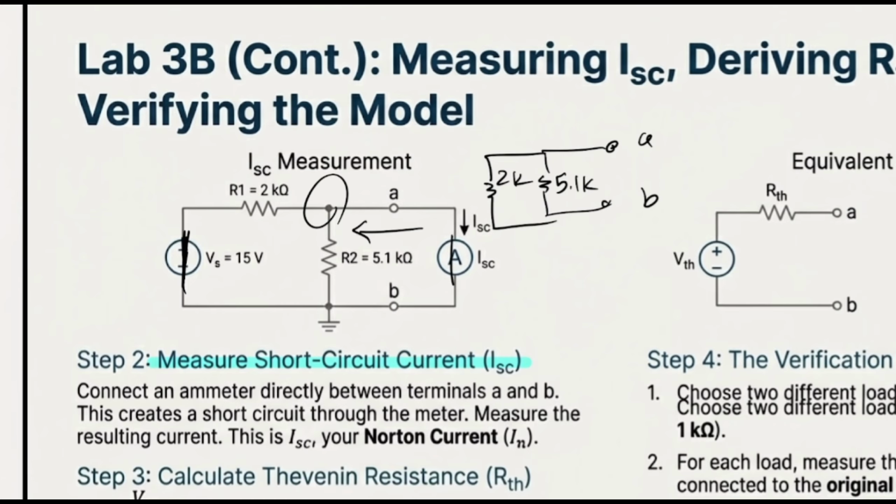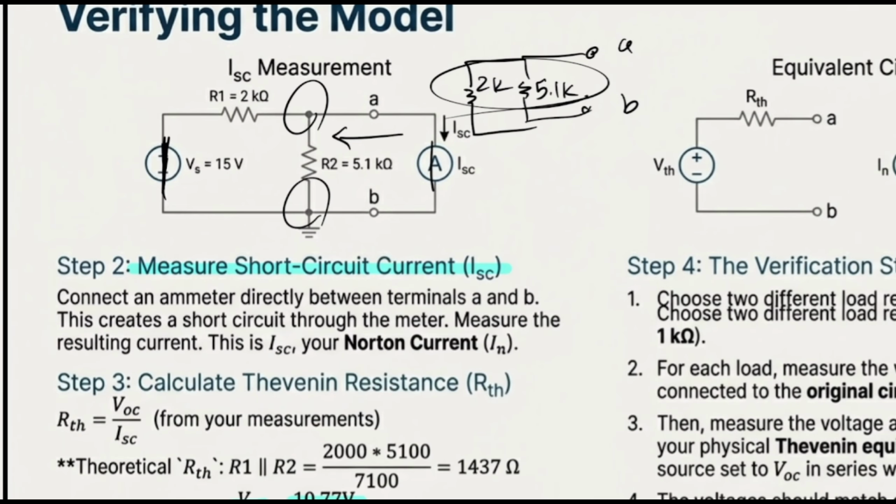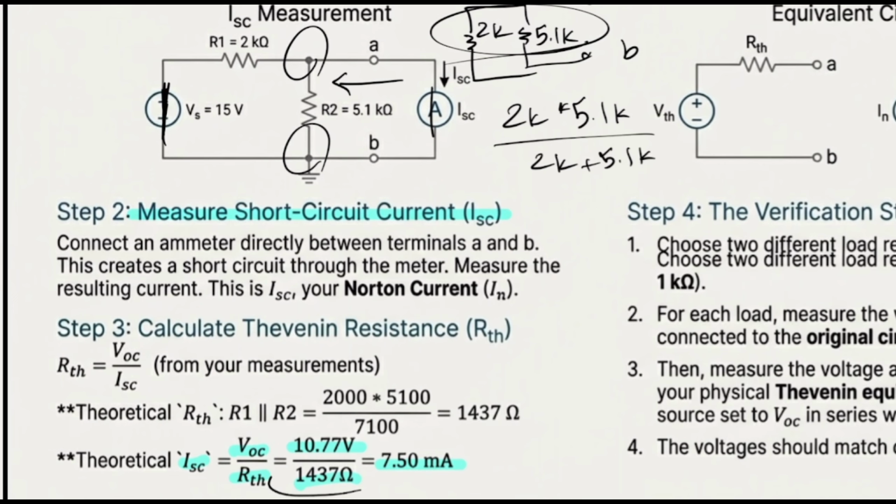Why? Because you do have two common connections. Then you can find a combination of these two guys: 2K multiplied by 511K divided by 2K plus 511K. If you find that, it could be something around 1.5K. So 1.5K is going to be R Thevenin or R Norton.